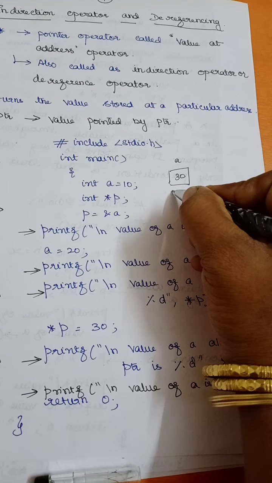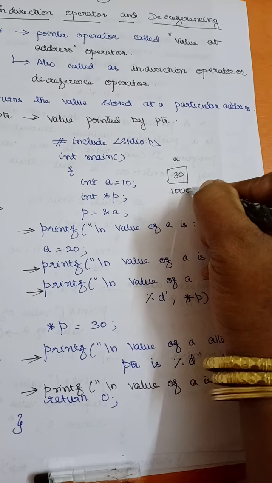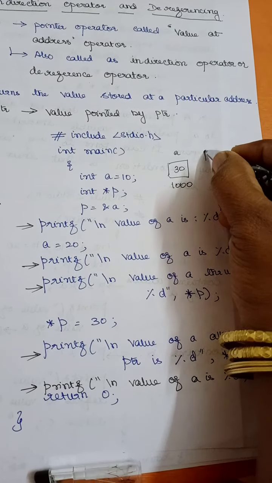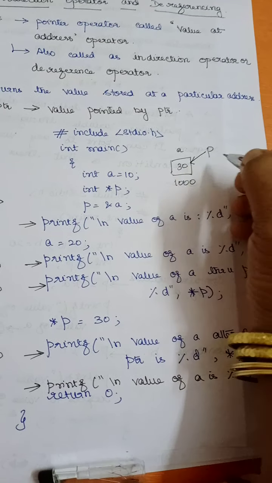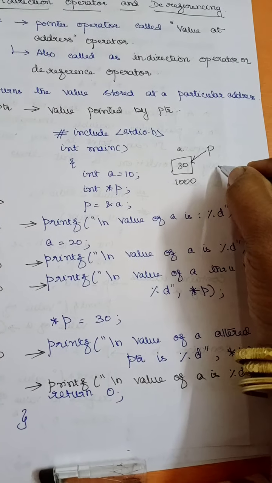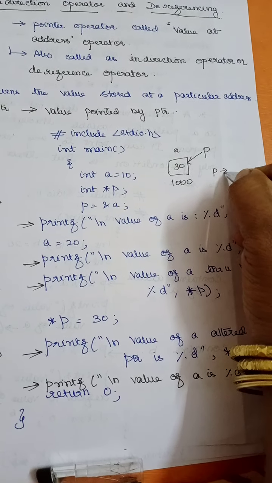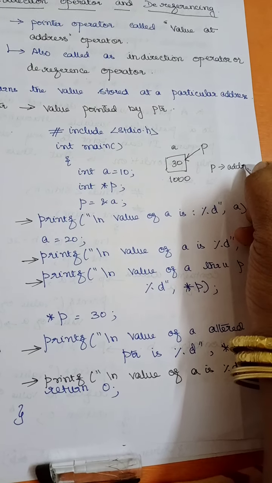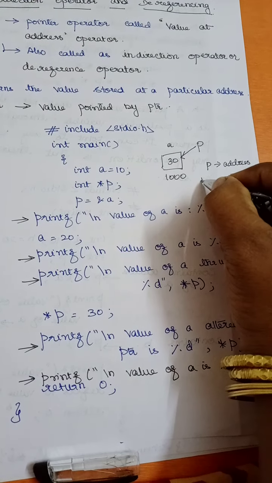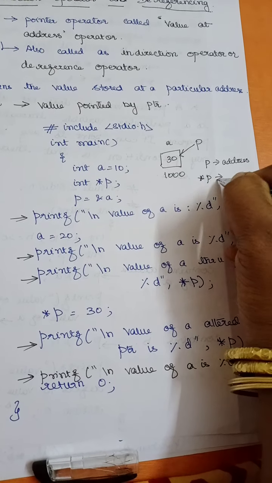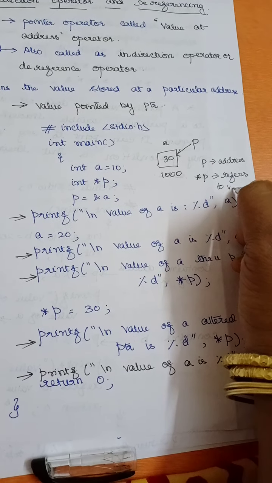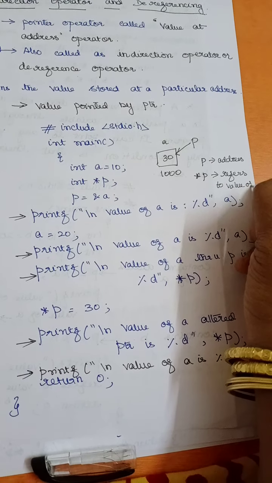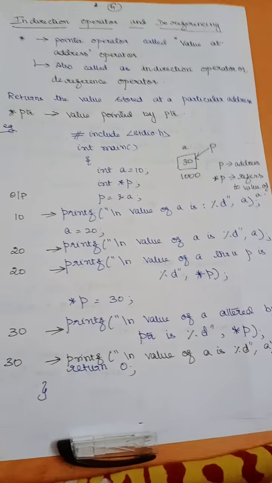Assume that a is present in memory location 1000. Then I have a pointer p. P is now pointing to a. Is that clear? So if I just write p, p is going to hold the address. If I write star p, then it refers to the value of a. Is that clear?